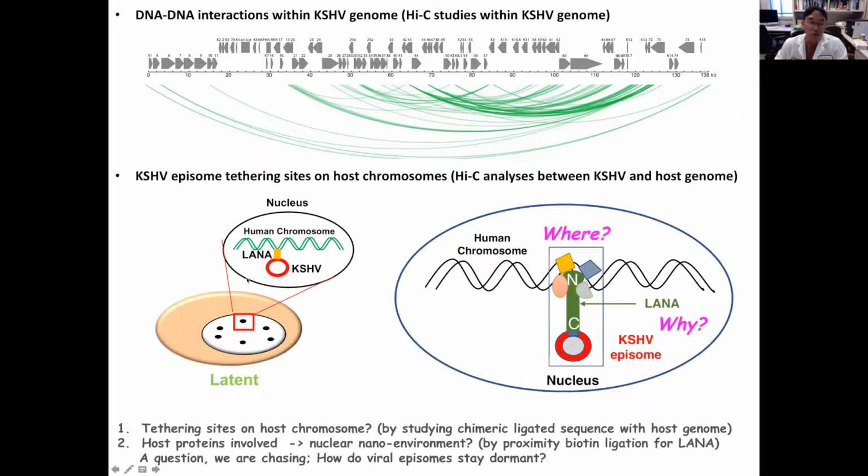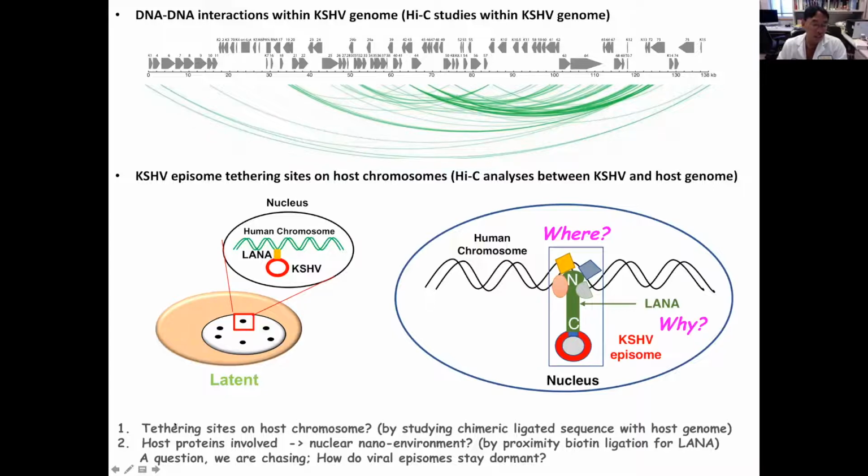Next, I want to show you where the KSHV episome is tethered on the host chromosome. So here we study the virus genome and host genome interaction by studying the chimeric sequence. KSHV tethers to the host chromosome through the LANA protein. So the KSHV episome is docked to the host chromosome. Our question is where this happens and why they choose that region.